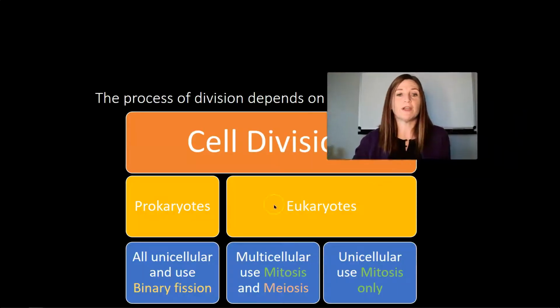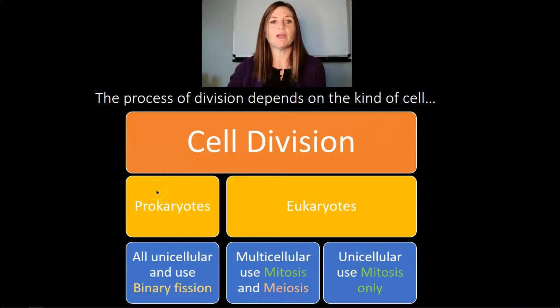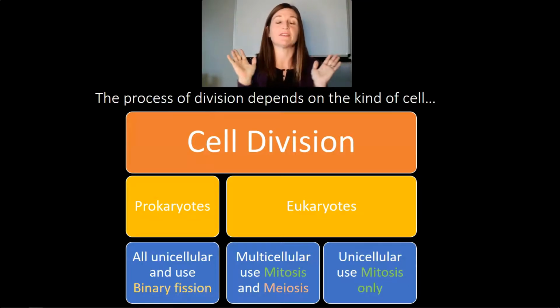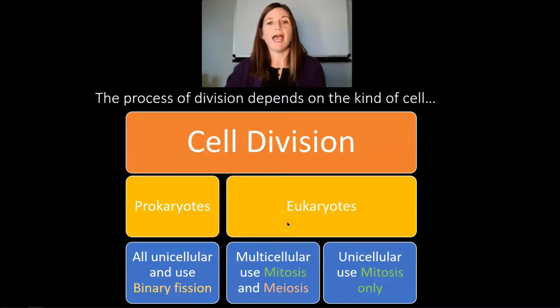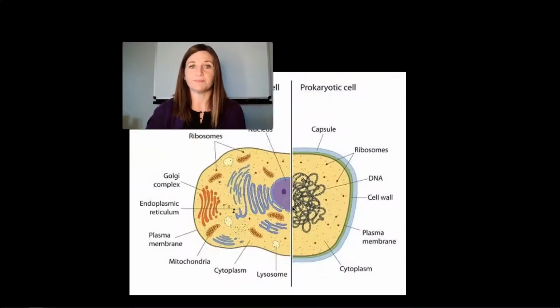And so what a prokaryote does is use something called binary fission. In binary fission, they just replicate their DNA and then split in half. It's very, very simple. It's very fast. It also has a lot of mutations, which is good news for a prokaryote, but we'll talk about that in a little bit. A eukaryote has a more complicated cell.